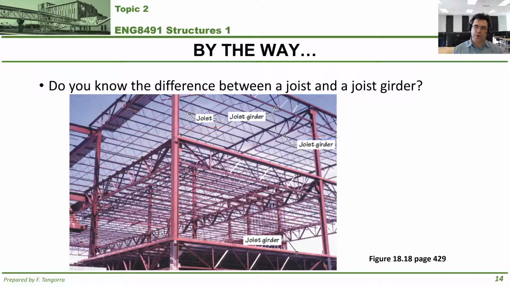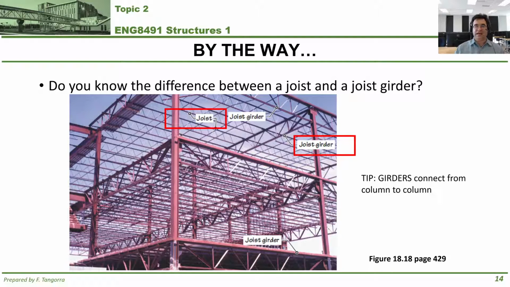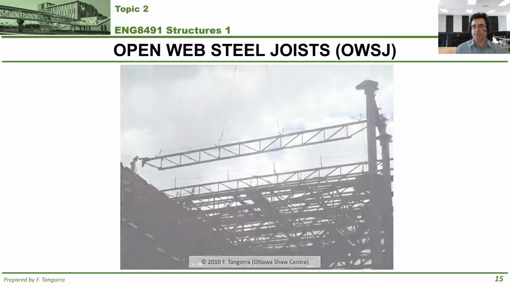Similarly, when it comes to open web steel joists like these, the difference between a joist and a joist girder is that the joist girder is deeper and it supports other open web steel joists sitting on it. And again, a joist girder connects from one column to the other, whereas a simple open web steel joist goes from a girder to a girder or a girder to a beam.